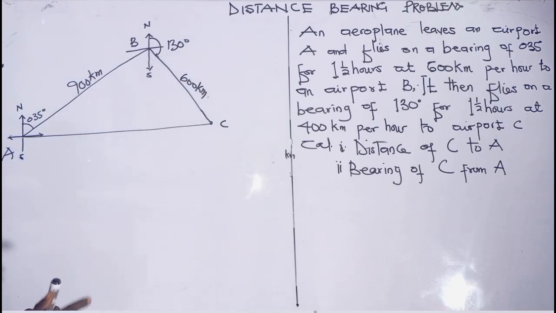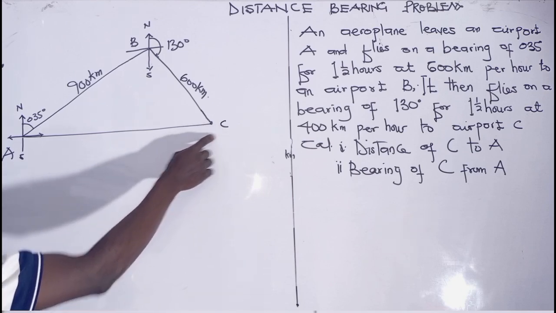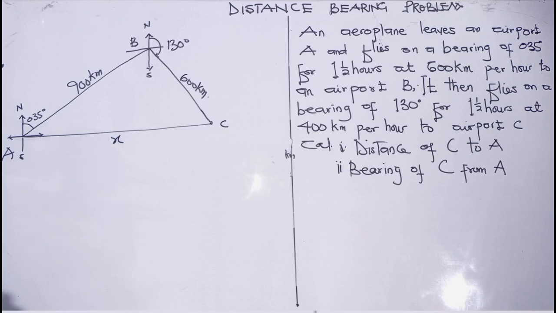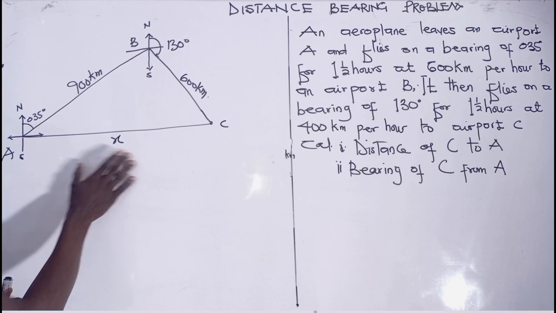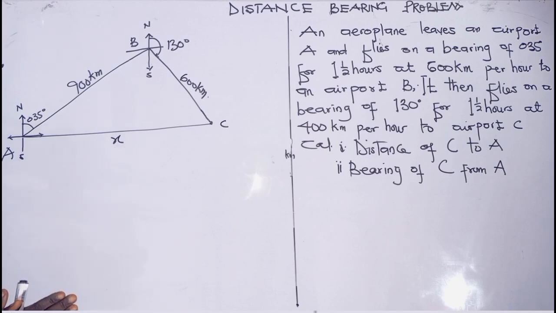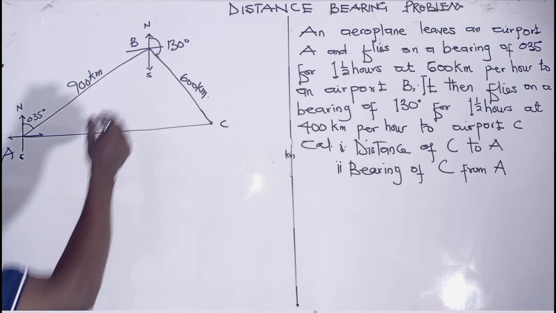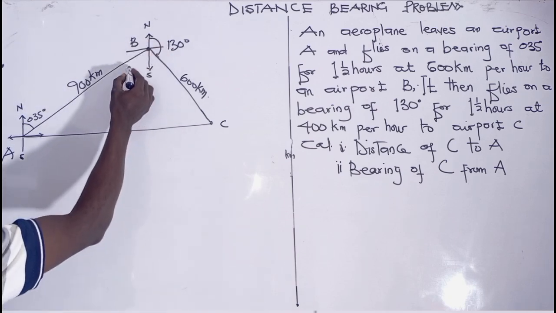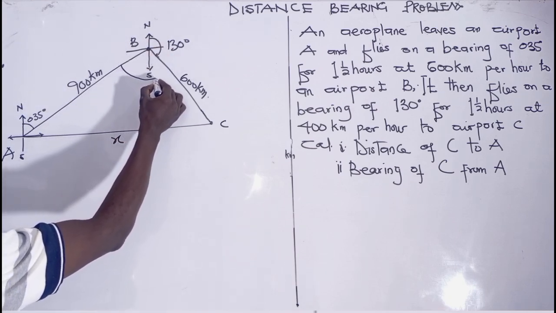We want to calculate the distance of C to A, so we have the distance from C towards A. Let's call this distance X, and then we want to find the bearing of C from A. Now, once we are done with the diagram, the next thing that you are going to do is to identify your transit point and then your transit angle. That is what I usually call it. The transit point is at B, because at that very point, the plane rested for a few seconds and then it changed its direction of movement. So I call it the transit point, and this angle becomes the transit angle.